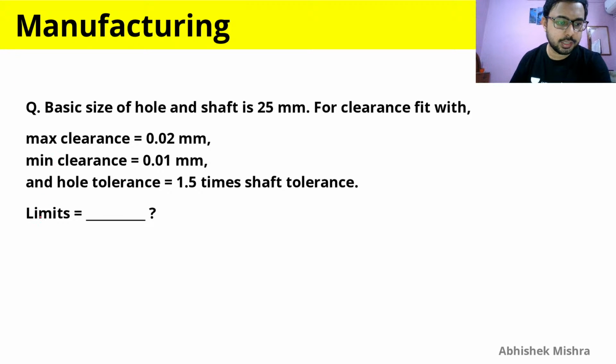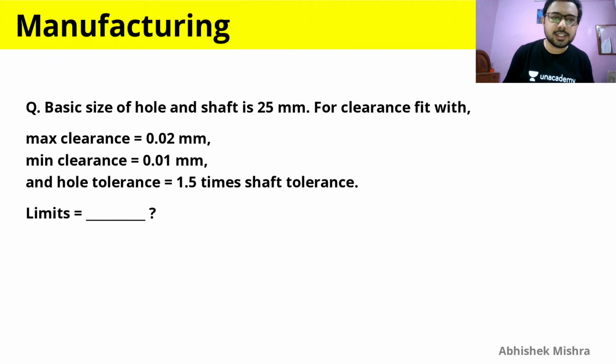In the first question, it is asked that the basic size of hole and shaft is 25 mm. So what do we mean by basic size? Basic size is the size over which we have to add tolerance. In simple words, basic size, as the name suggests, is the first size that you have to consider, and over this you have to add or subtract some value to make sure that you have correct tolerance. And for clearance fit, clearance fit is given in the question.